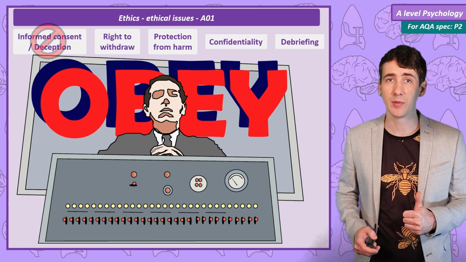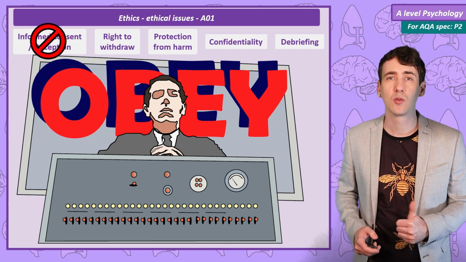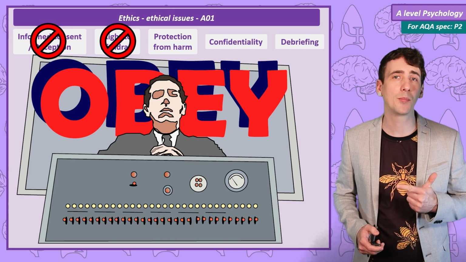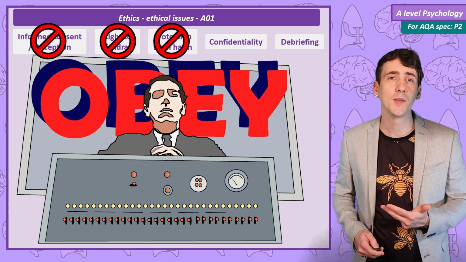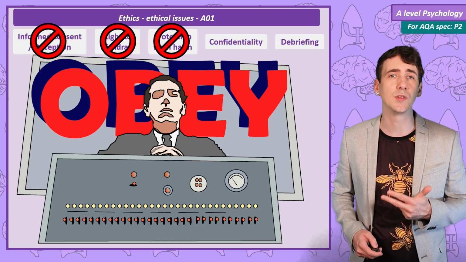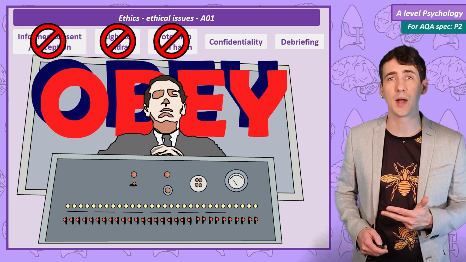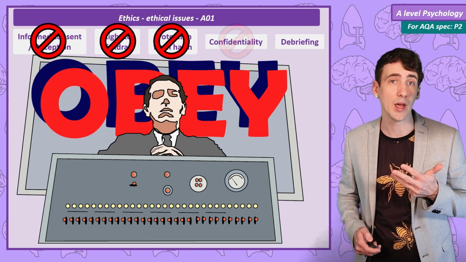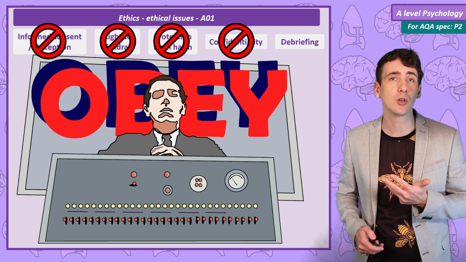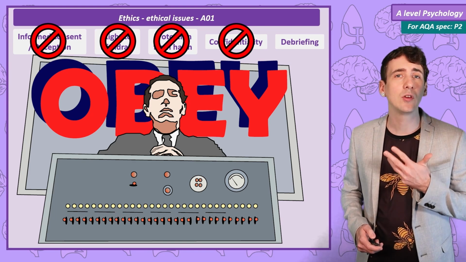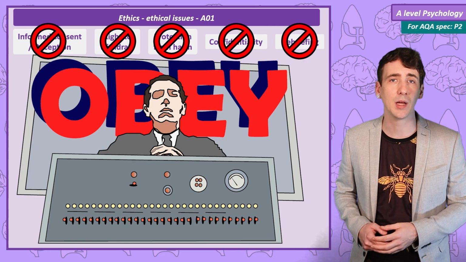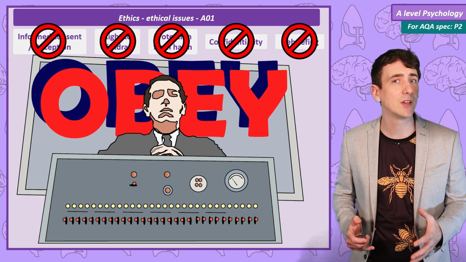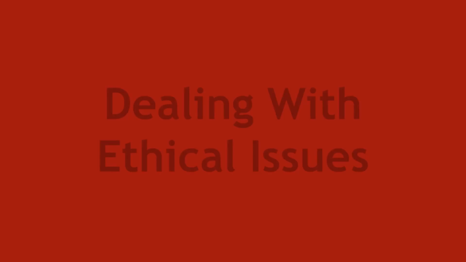Informed consent? No. The participants were deceived. Right to withdraw? No. The participants were pressured to continue for as long as possible. Protection from harm? No. There's pretty good reason to think many participants suffered during and after the experiment. Confidentiality? No. The participants were recorded and the recordings were released. Some people even criticised Milgram for his debriefing, participants leaving not fully understanding the purpose of the study and having concerns about their ability to harm others.